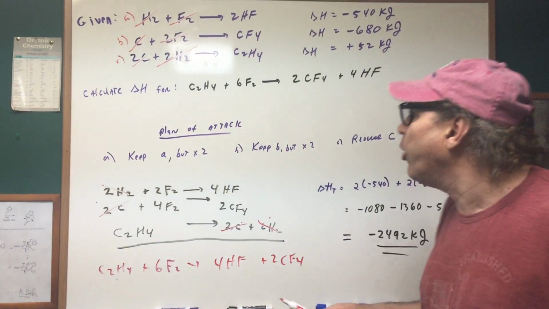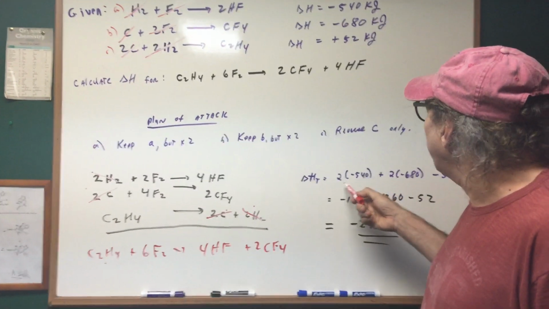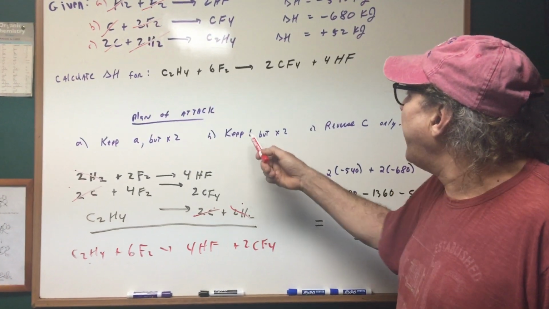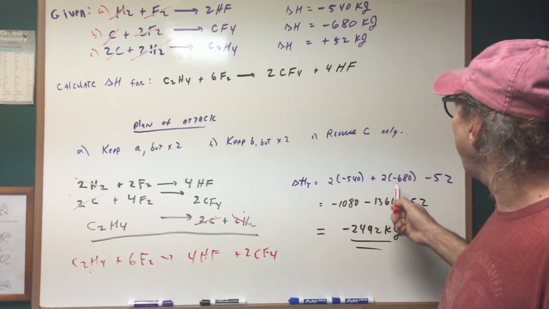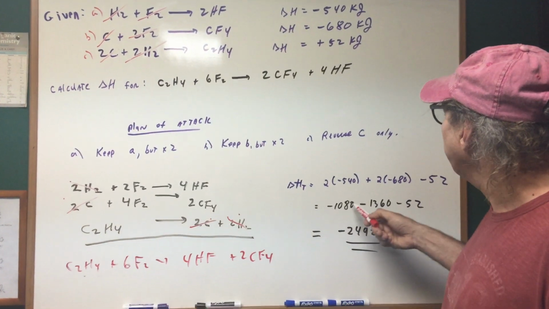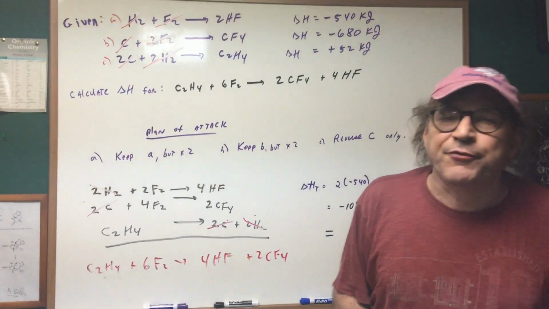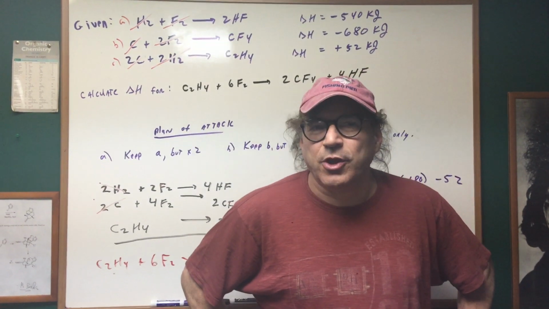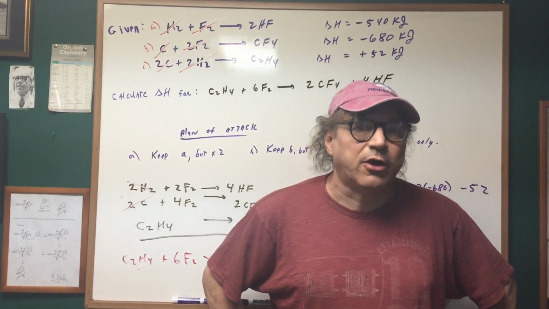Now let's go back for the total. I'm going to keep A, keep the minus 540, and times it by 2. Then I'm going to keep B, which is the minus 680, and times that by 2, reverse C, so that becomes negative, add them up, and you get minus 2492 kilojoules. If you can do these two questions, and you can do the couple of questions that I got in the Destroyer, you are set to go for the DAT.